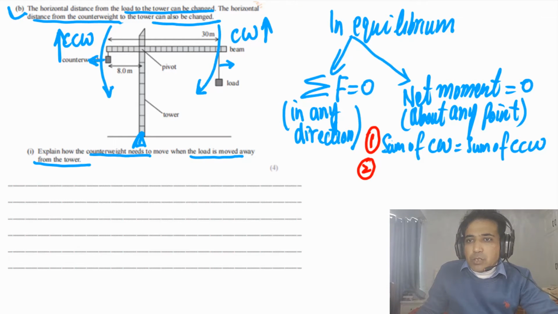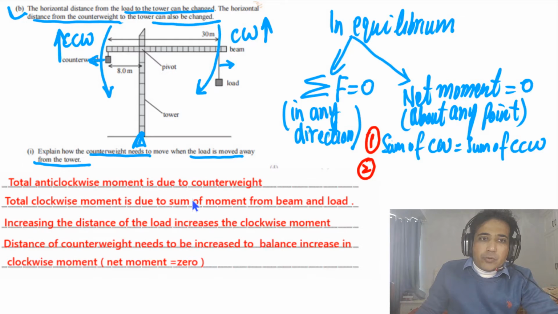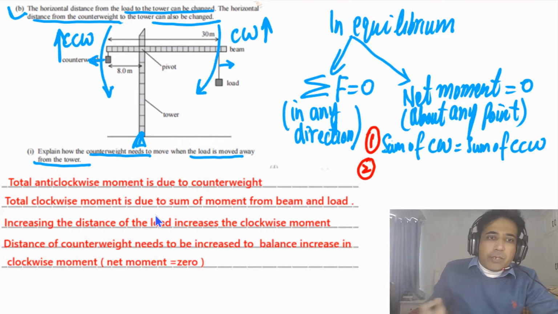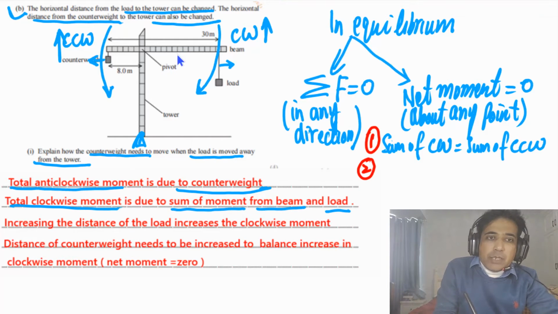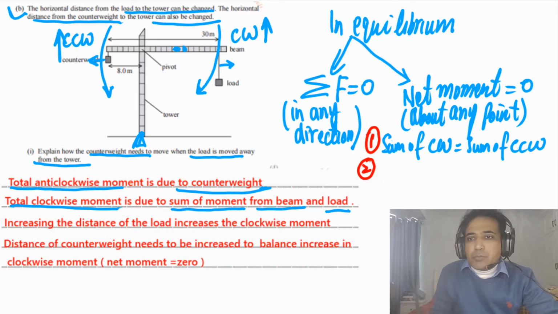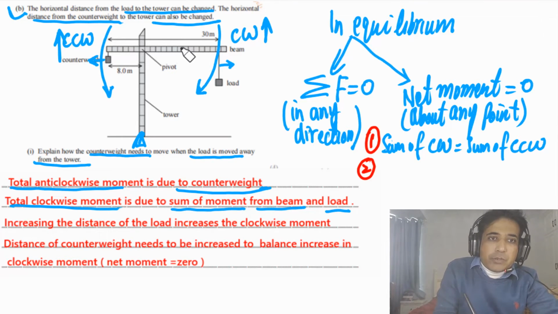So let me explain how you can write down these 4 marks. The first point, you can say the total anti-clockwise moment is due to the counterweight. The total clockwise moment is due to the sum of moment from the beam and load, because this beam also has mass, so it has a center of mass. Let's say the center of mass is somewhere, just an approximate point, it has to be at the midpoint of this beam because this beam is uniform.